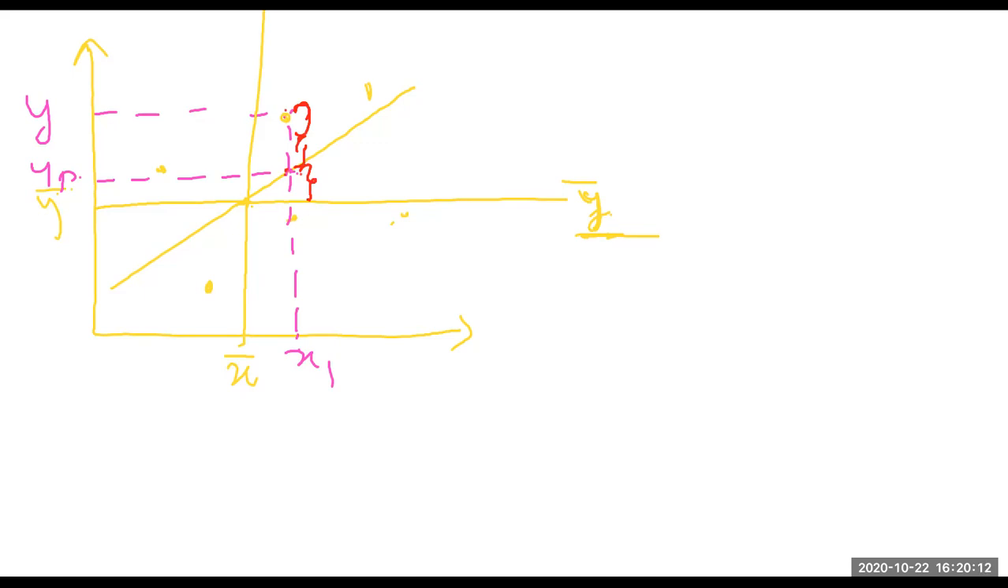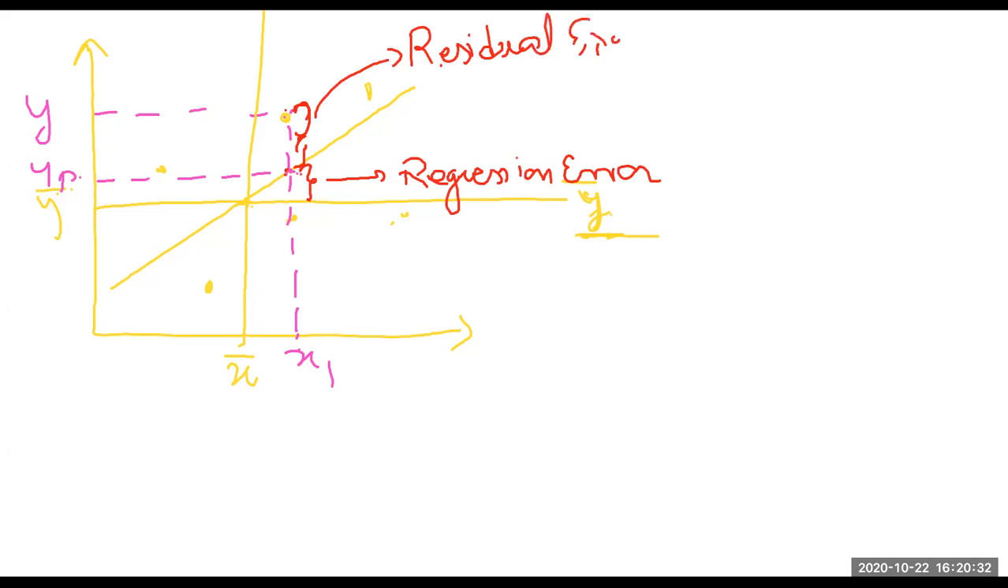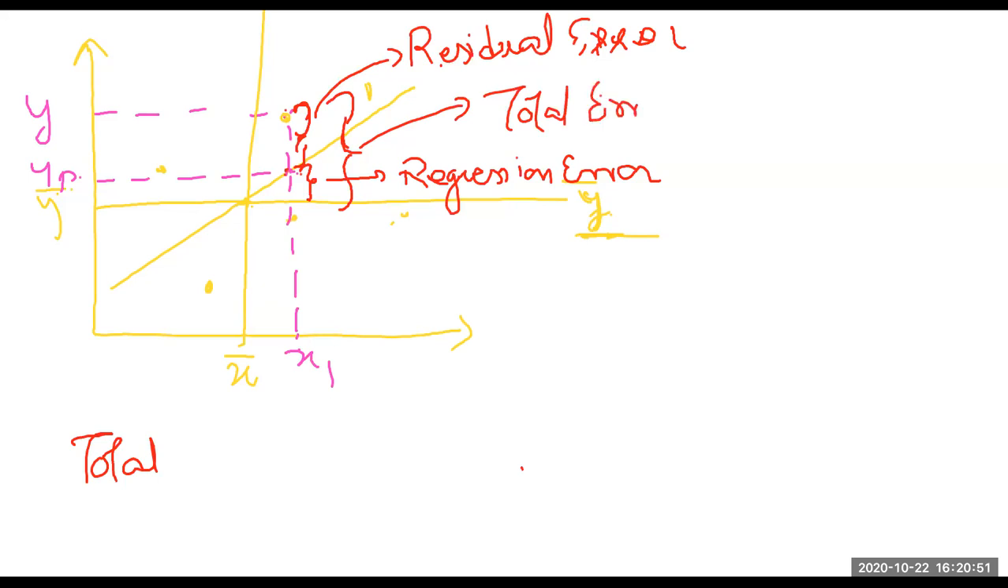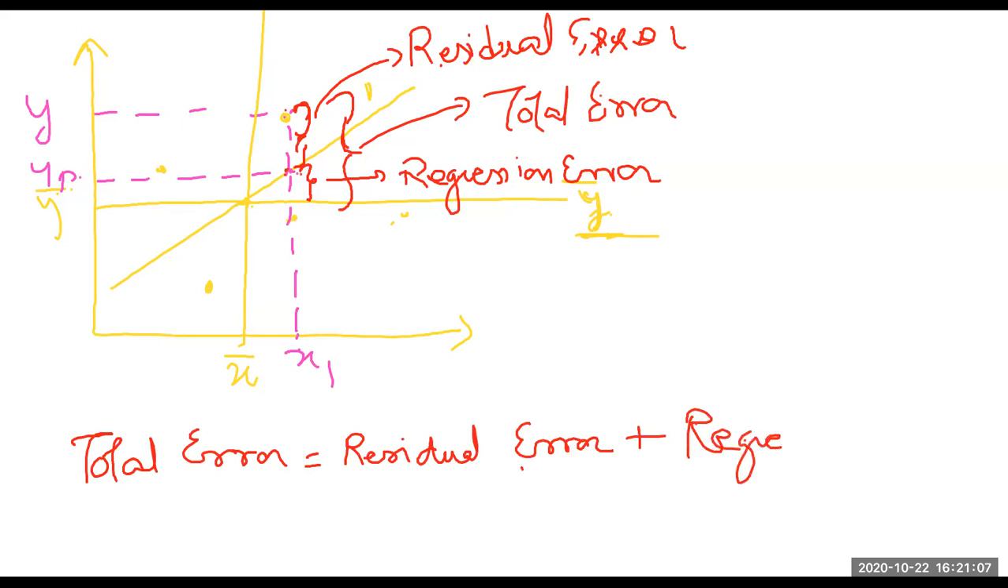Now this gap is called regression error, wherein this gap is called residual error. Yesterday I had mentioned the concept of residual error. And the total gap, from y to y bar, is called total error. So this total error is basically residual error plus the regression error.